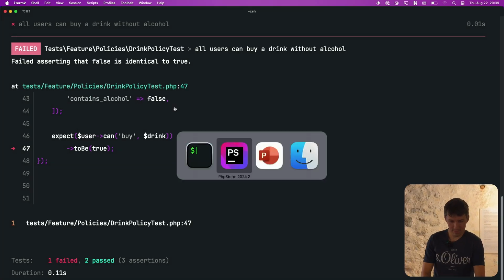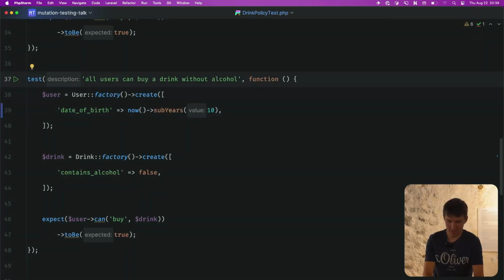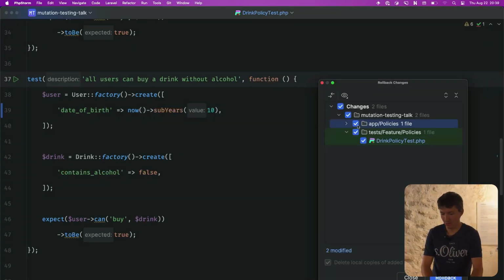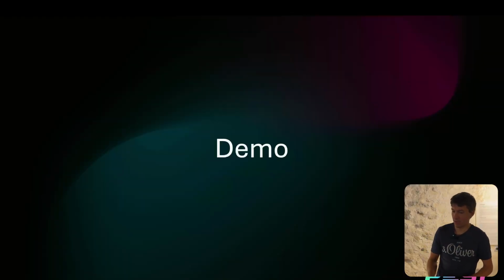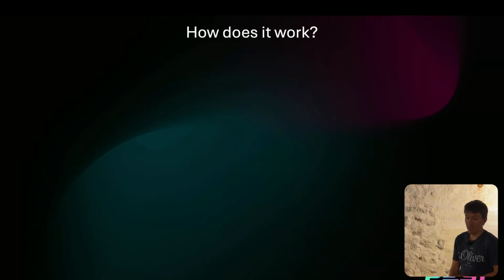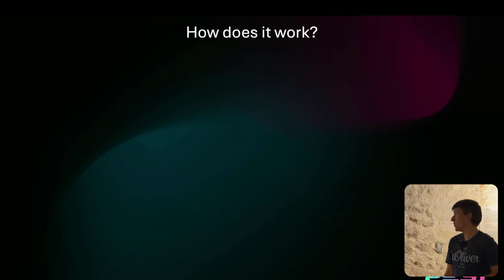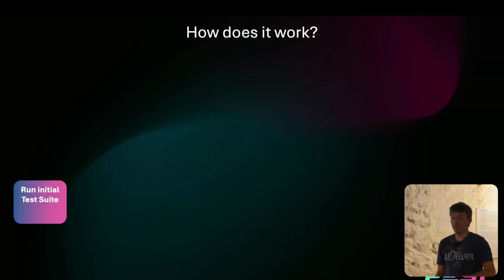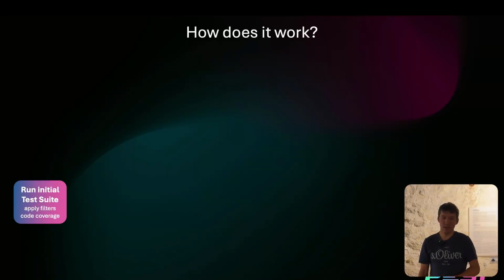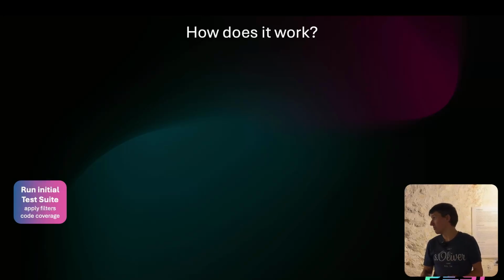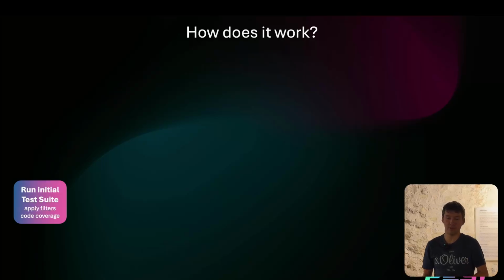Now, mutating the code by hand is very, very boring and too time consuming. And this is where a mutation testing framework can help us. Now, how does a mutation testing framework actually work? First, it runs the initial test suite. So you need a passing test suite to start with mutation testing. And it applies filters to make it more performant, which we are going to talk about at the end of the talk. And it executes the test suite with a code coverage report used later on.